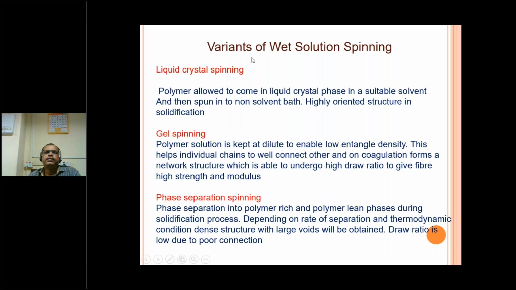Another type of wet solution spinning is liquid crystal spinning. The crystal is formed in the liquid phase, then it is spun into the non-solvent bath. It gives a highly oriented structure on solidification. And in gel spinning, the polymer solution is kept dilute to enable low entanglement density. This helps individual chains to connect well, and coagulation forms a network structure which is able to undergo a high draw ratio. If we spin the yarn with low entanglement density, then we can achieve a high draw ratio to orient it and make it crystalline. And then another is phase separation spinning.